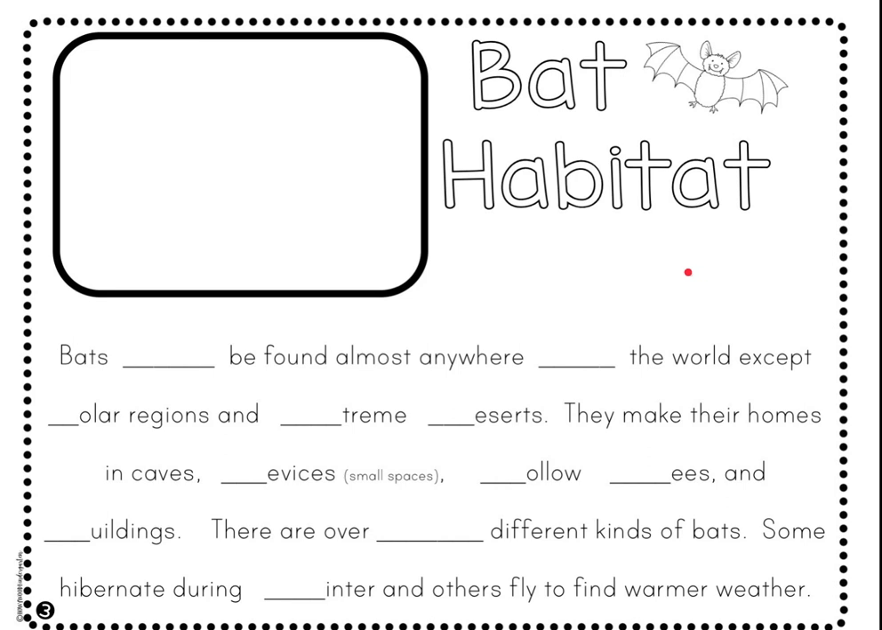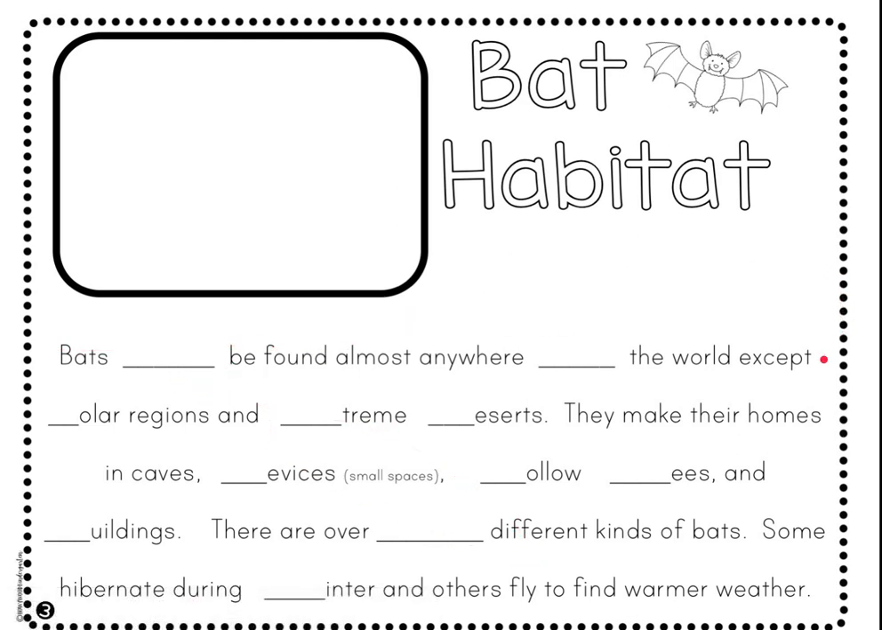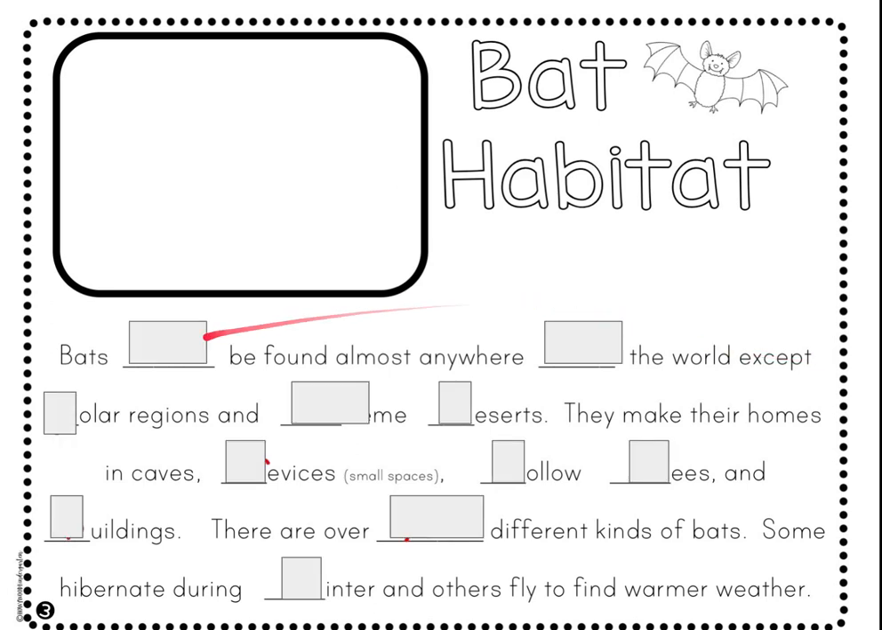Today we're going to be talking about the habitat of a bat. Remember, the word habitat means the home of an animal, where they live. We're going to read this paragraph together, and as we read, you'll have some fill in the blanks to do along the way, so make sure you have your pencil handy. Let's get started. We'll start up here at the first sentence.